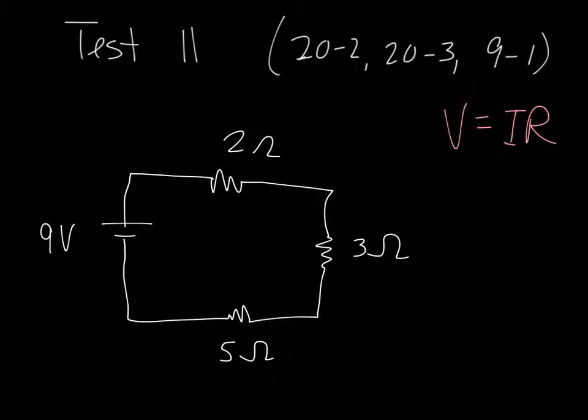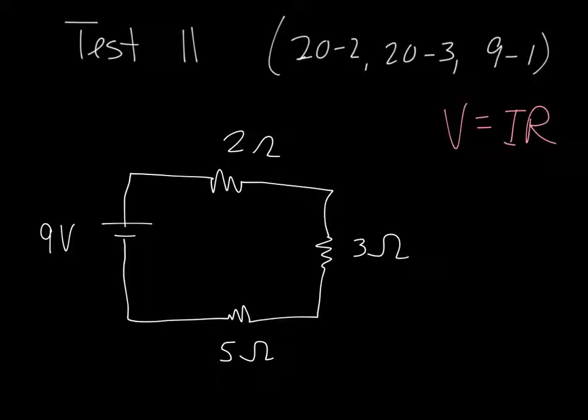Now, this equation can be utilized either for individual resistors or the entire circuit. So, if I said to you, find the current in the whole circuit, well, I need the voltage for the whole circuit. Well, what is that? What's the voltage for the whole circuit? 9. It's right here. But what's the resistance for the whole circuit is where our laws come into play.